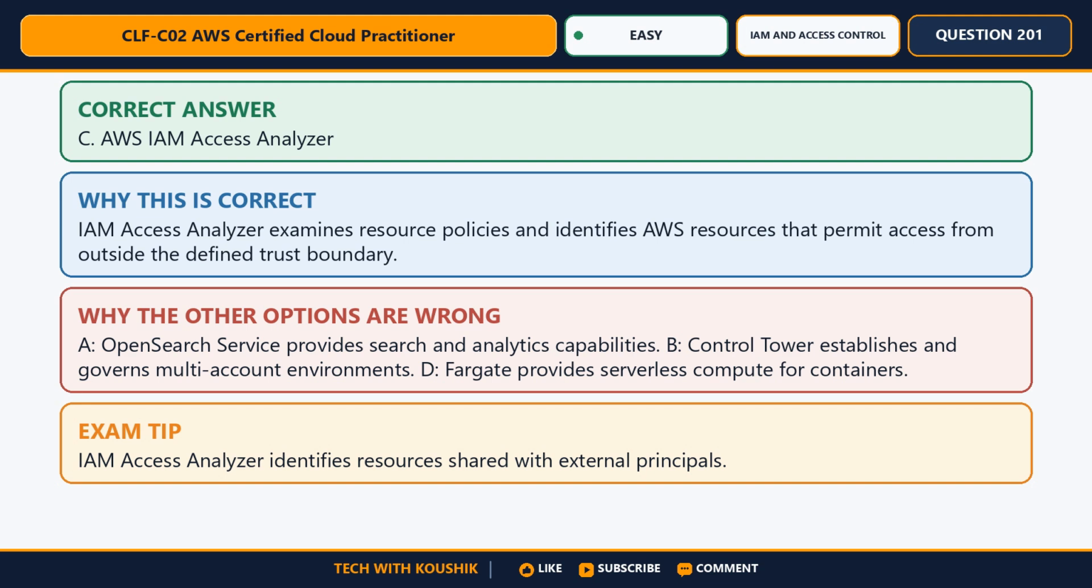A. OpenSearch Service provides search and analytics capabilities. B. Control Tower establishes and governs multi-account environments. D. Fargate provides serverless compute for containers. Exam tip. IAM Access Analyzer identifies resources shared with external principals.